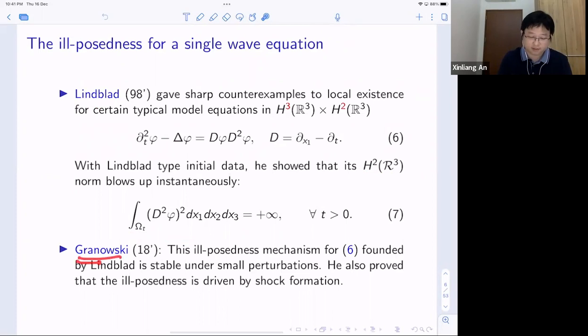Later, a student of Klainerman, Granowski, proved that this ill-posedness mechanism is stable out of plane symmetry. He first showed that if we do a small perturbation out of plane symmetry, the ill-posedness is still there. Moreover, he pointed out that the blow up of the H^2 norm is very related to shock formation. In a later slide, we will see that it is indeed the shock formation which drives the H^2 norm to infinity. But both Lindblad's work and Granowski's work are for a single wave equation.